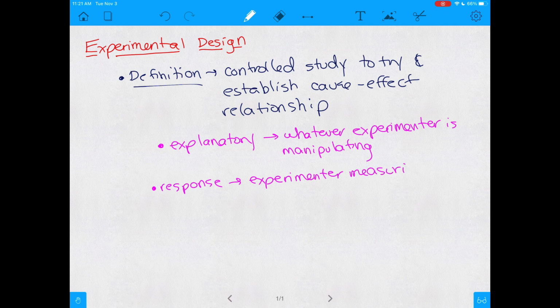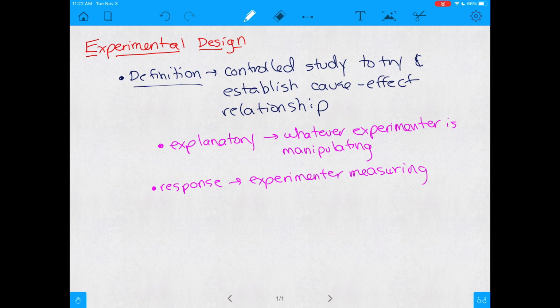So for instance, if I'm trying to determine the impact of a certain dosage of caffeine on heart rate, my explanatory variable is going to be the amount of caffeine. The response variable in that particular case is going to be heart rate. So I'm going to give different groups of people different dosages of caffeine, and then I'm going to measure their heart rates. So that is my response variable.